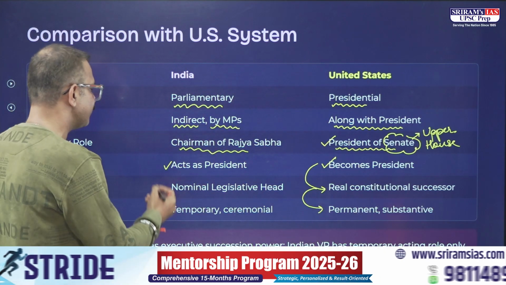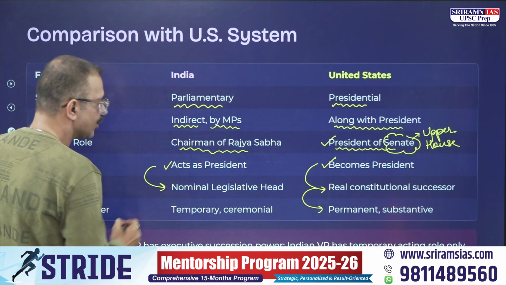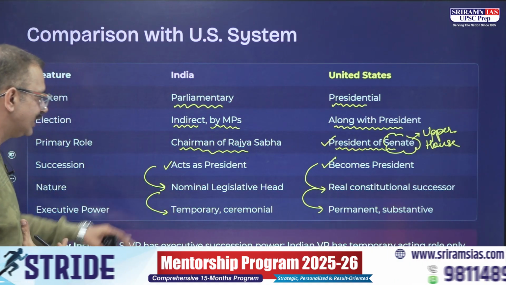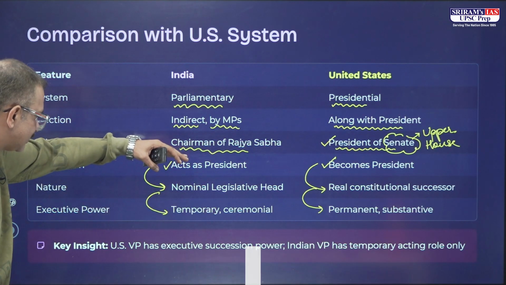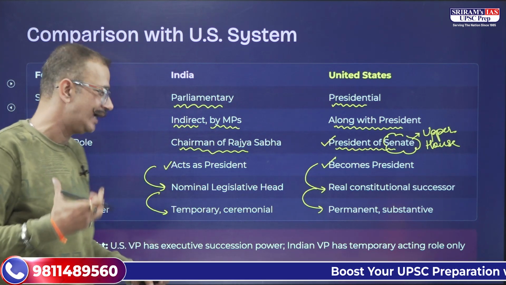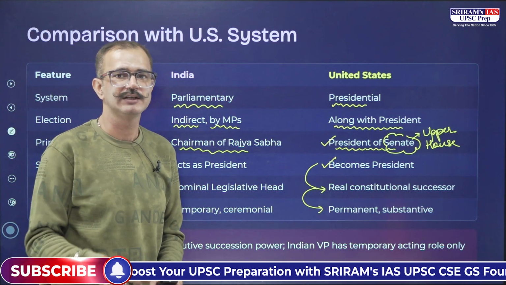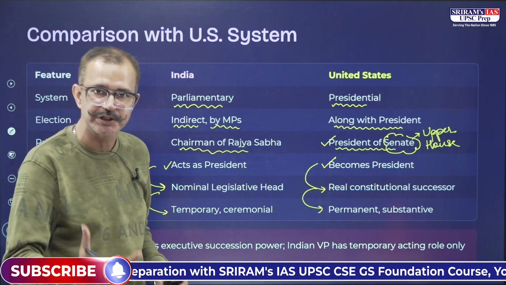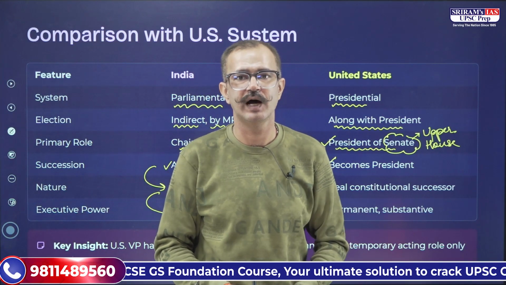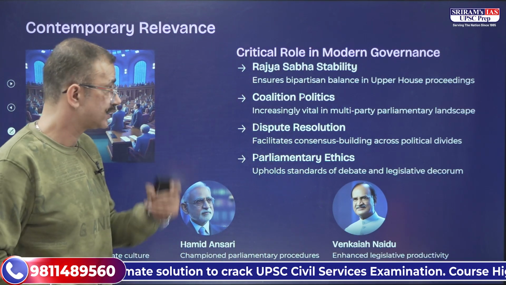But at the same time, when it comes to the Vice President of India, when he acts as the President, he is just a nominal legislative head and a temporary and ceremonial head. So in the USA, the vice president has the executive succession power. But in India, the Vice President does not have the executive succession power, but only a temporary acting role when there is a vacancy in the office of President of India.